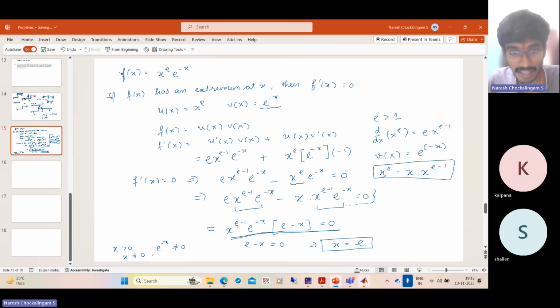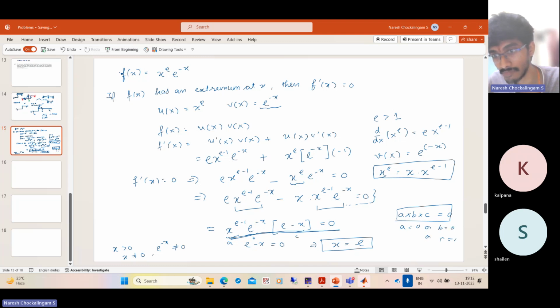Oh, yes. So this is the condition you're getting, x power e minus 1. So these are all in product terms, right? You can call this some a, this some b, and this some c. So you have a product of a, b, c equal to 0, right? So either a should be equal to 0, or b should be equal to 0, or c should be equal to 0. So what is the condition a equal to 0? It means x power e minus 1 is 0. But the question says x is greater than 0. So for any positive x, you cannot have x power e minus 1 equal to 0. So a equal to 0 is not correct.